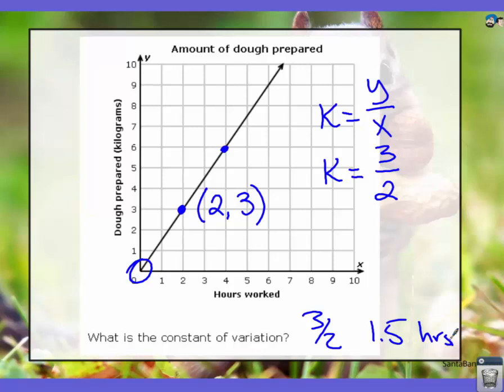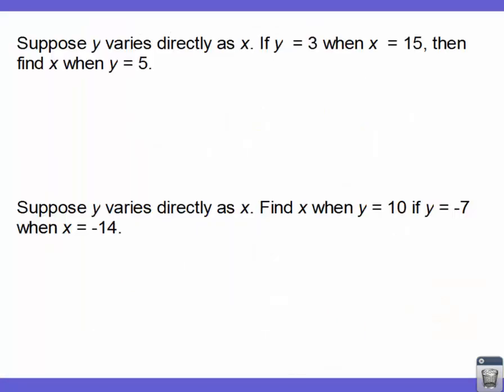Okay, so let's look at some problems. Sometimes they give you problems in word form. Some of the words that we've got to recognize are, suppose y varies directly as x. When you hear phrases like y varies directly as x, we're referring to a proportional situation. And there are two ways to solve this problem.